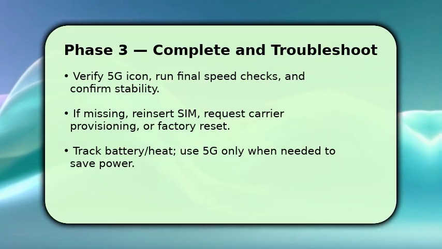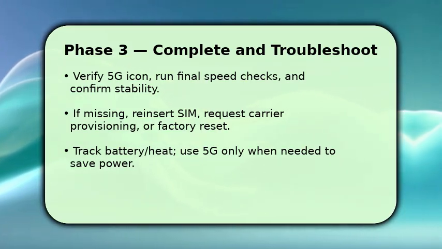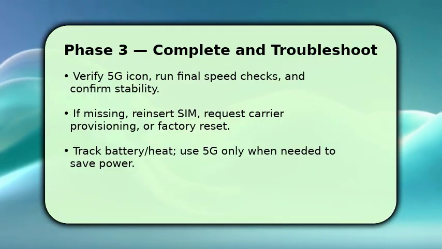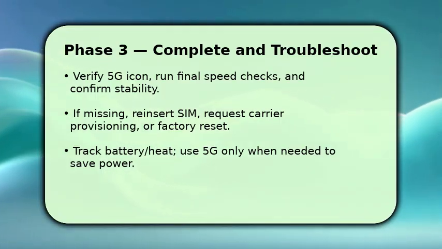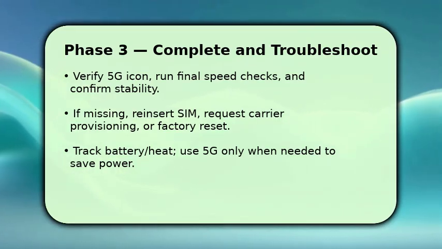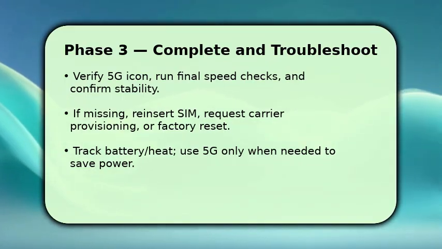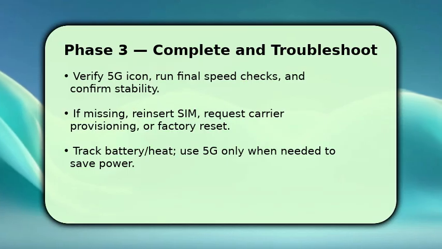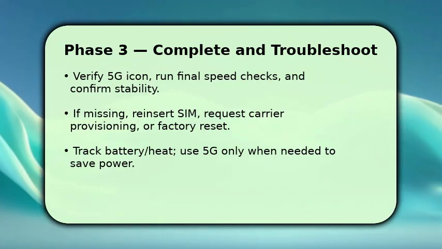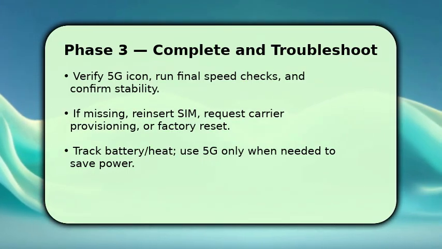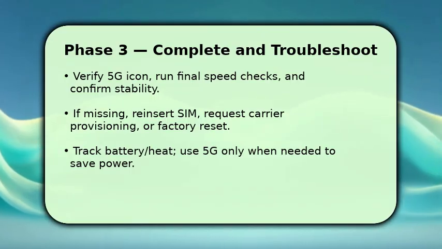If 5G doesn't appear, reinsert the SIM or try a known working 5G SIM. Contact the carrier to confirm provisioning or request a network profile push. As a last resort, perform a factory reset after backing up data. Troubleshooting tip: if connectivity still fails, ask the carrier for a network provisioning log. This quickly shows whether the phone or the network is blocking 5G.